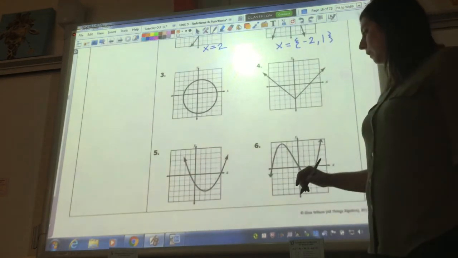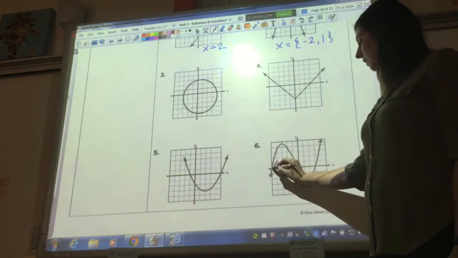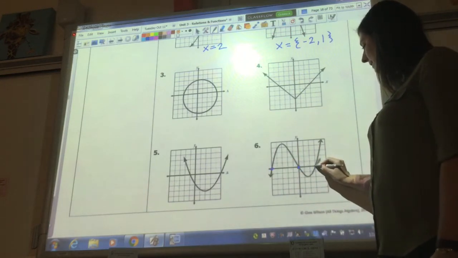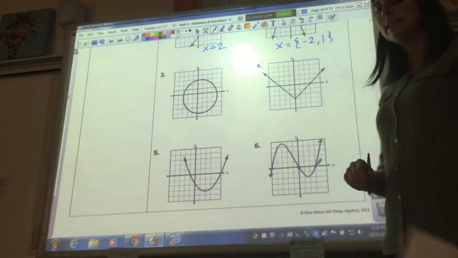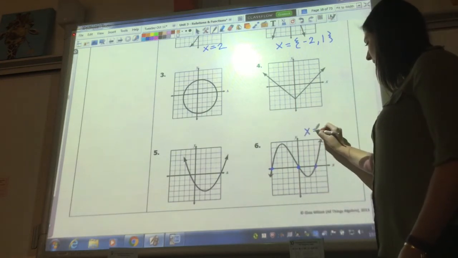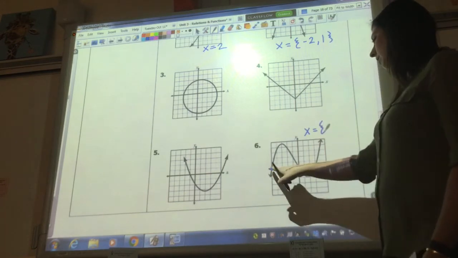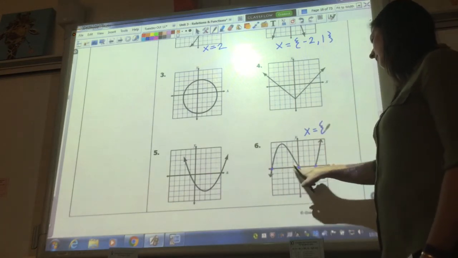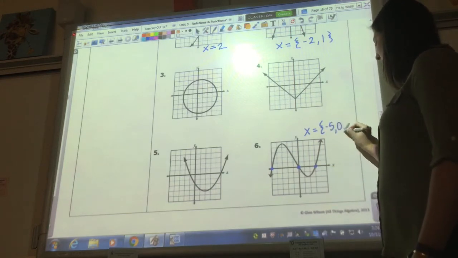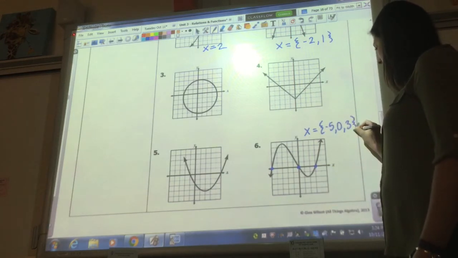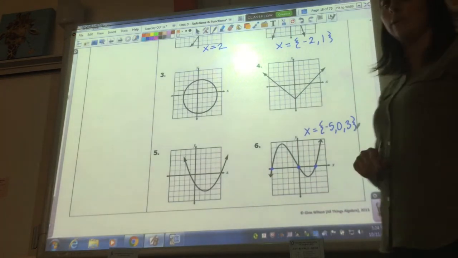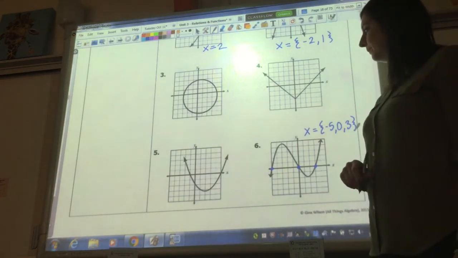Let's go down and solve one more. Number 6. The line crosses the x-axis on 3 different occasions. So in this case, we're going to have x is equal to the set of {-5, 0, 3}, separated by commas. Go ahead and try 3, 4, and 5 by yourself now, and pause your video.